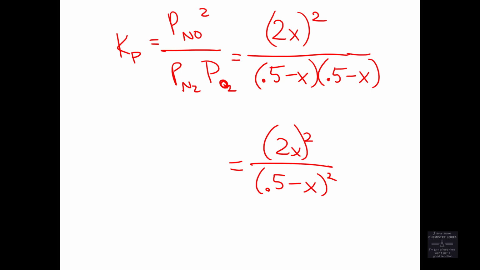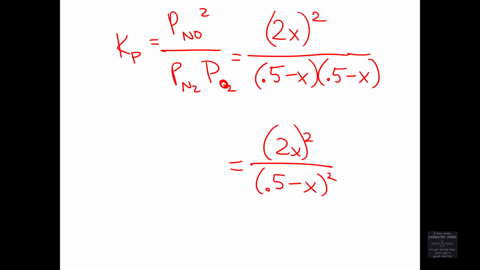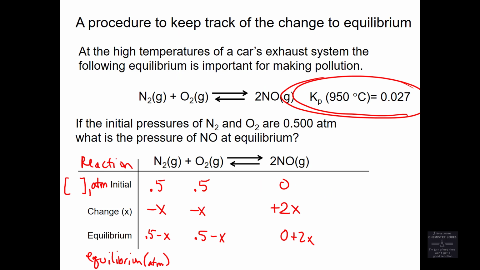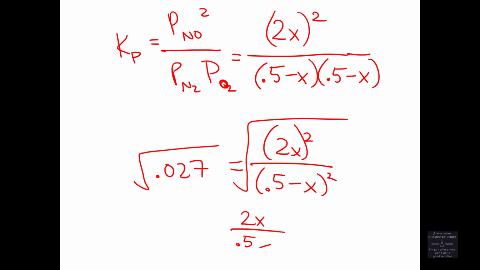That's equal to Kp. We were told the Kp for this reaction, so set that equation equal to the Kp that we were given. I already forgot it. What was it? 0.027. And I can start out solving this by taking the square root of both sides. So that gives me 2x over 0.5 minus x equals the square root of 0.027, 0.164. And I can't even fit it all on this slide. Gotta keep going.